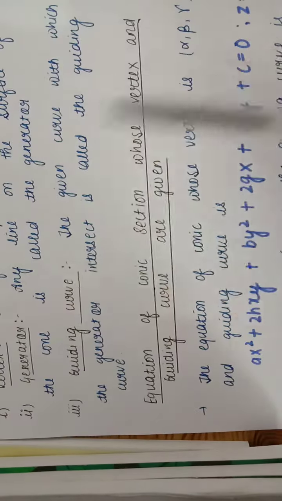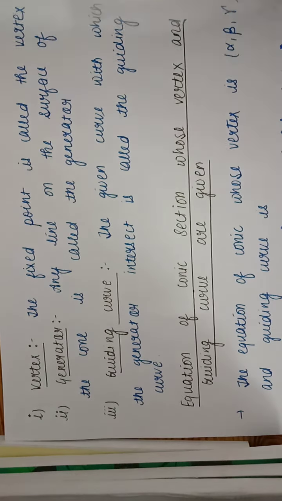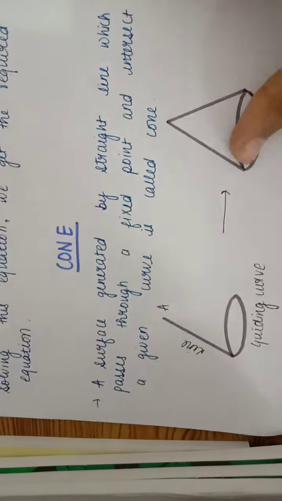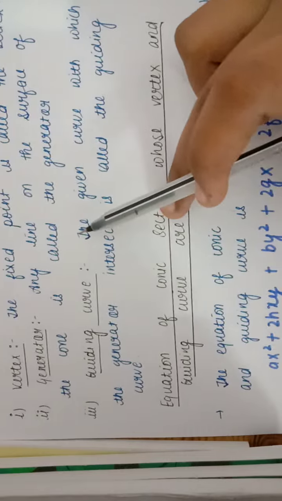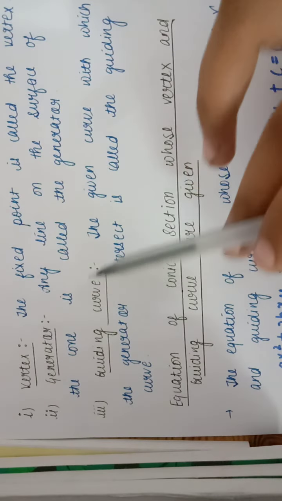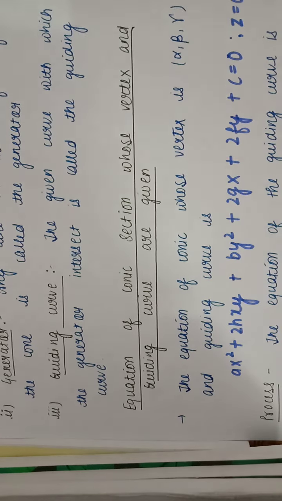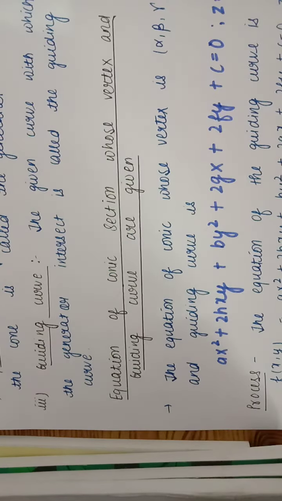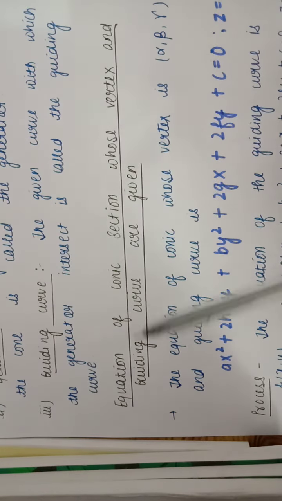Here the components of the cone are, first, the vertex. The fixed point is called the vertex. Second, the generator. Any line on the surface of the cone is called the generator. Third, the guiding curve. We see this from the figure. The given curve with which the generator intersects is called the guiding curve.